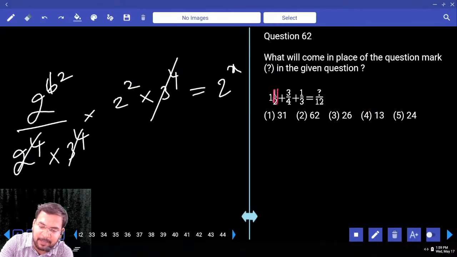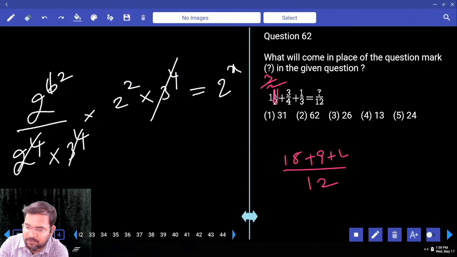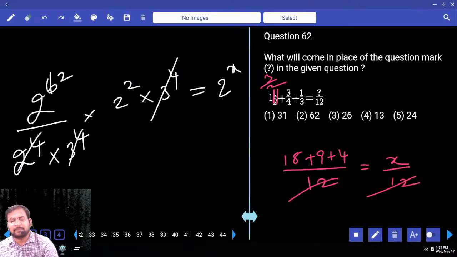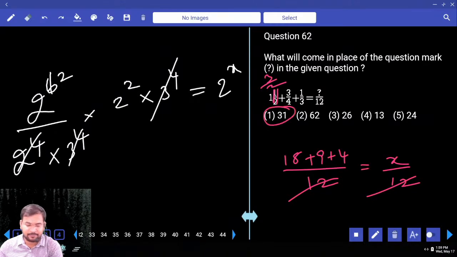1 by 2 we can write as 3 by 2, na. LCM is 12, na. 2 6s are 3 6s as 18, na. 4 3s as 3 3s as 9, na. 3 4s as 4 1s as 4, na. Is equal to x by 12 get cancelled, na. 18 plus 9 is 27. 27 plus 4. Your answer is 31.